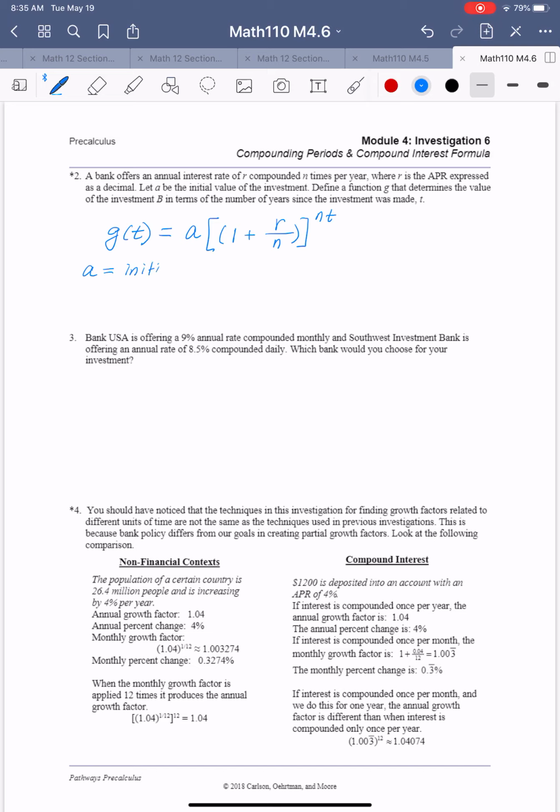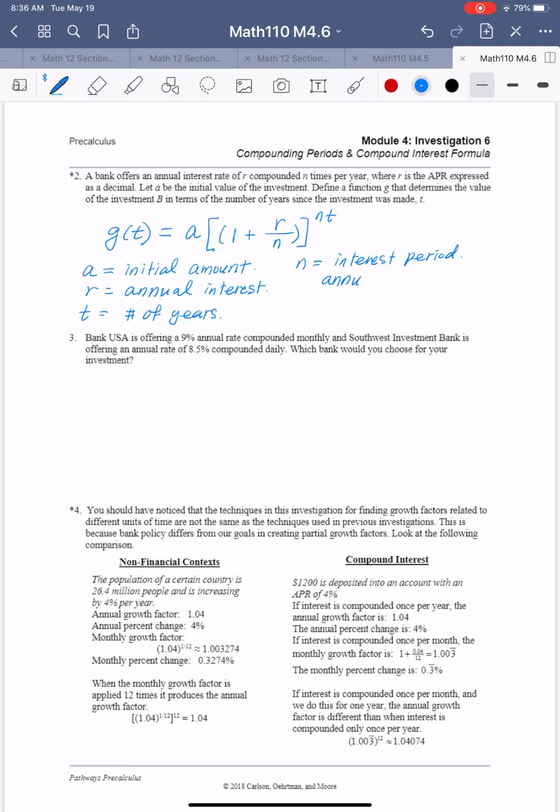the initial amount, and then R is the annual interest rate, and then T is the number of years, and then N is the interest period.